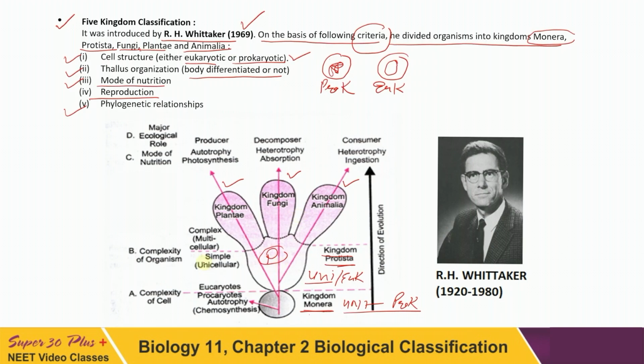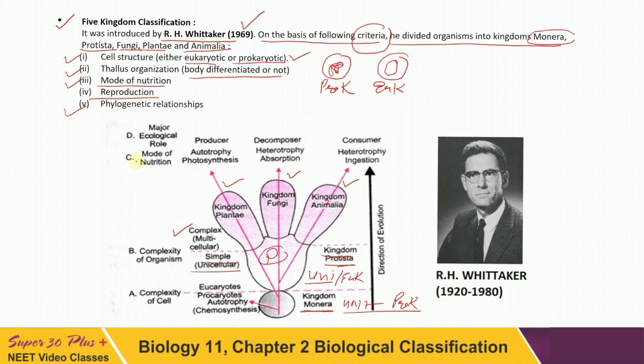You see, Protista is simple unicellular. Similarly, Monera is also unicellular and prokaryotic. Kingdom Plantae, kingdom Fungi, and kingdom Animalia are multicellular kingdoms. These two are unicellular ones.